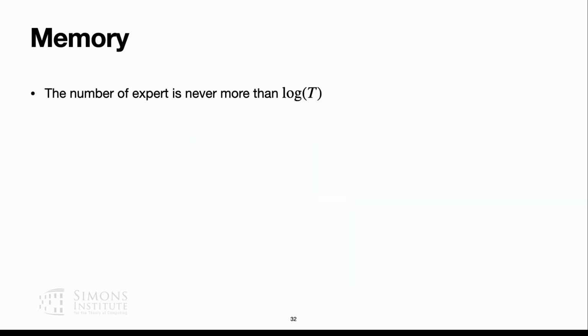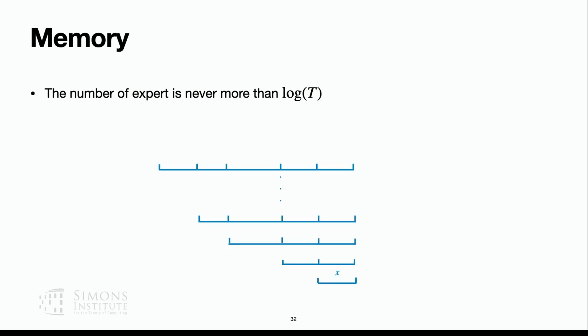Now, the immediate benefit of this algorithm is that the memory analysis becomes quite easy. I claim the number of experts is never more than log t. Why is that? Let's assume these are the experts that survive after this expert sketch algorithm, and let's assume the loss of the last expert is x. Then I claim the loss of the other experts on the last segment should be at least x plus 1.